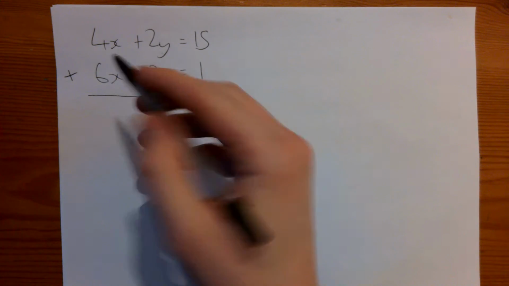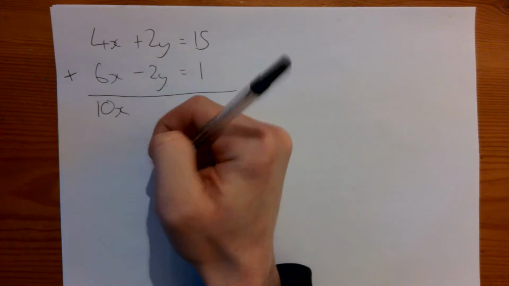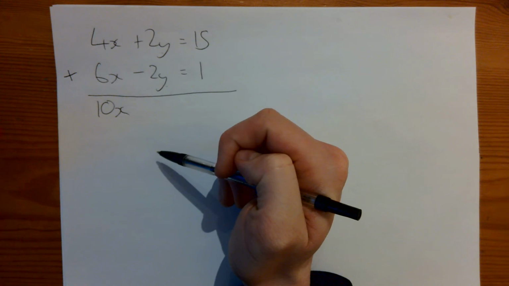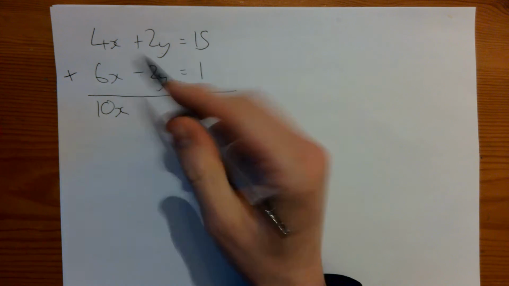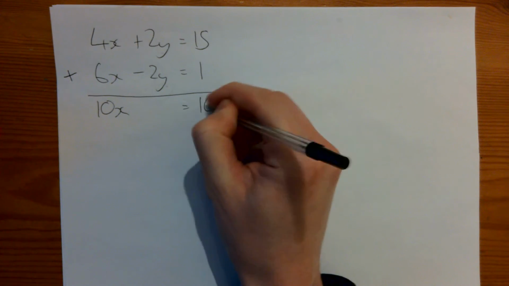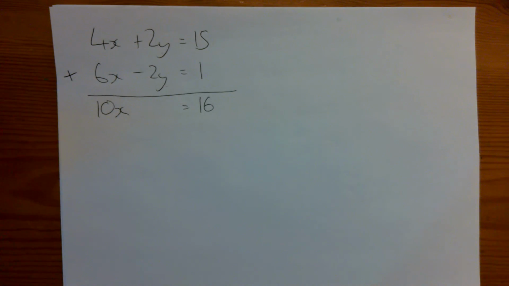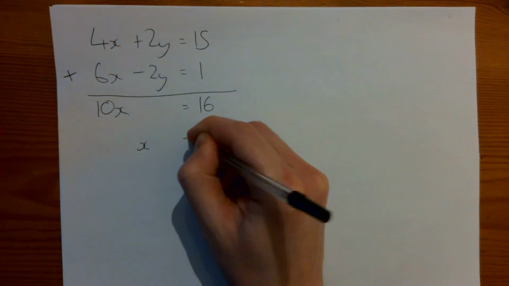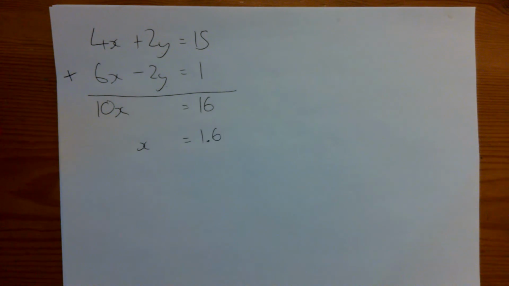So 4x plus 6x is 10x. 2y plus minus 2y is nothing. And 15 plus 1 is 16. There's my nice normal equation. And then if I solve that equation, it's going to give me that x equals 1.6. I've got my x value.